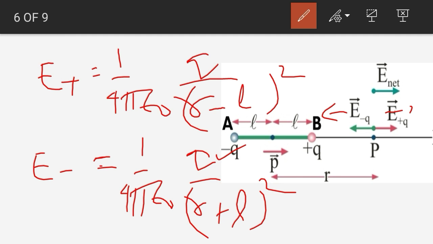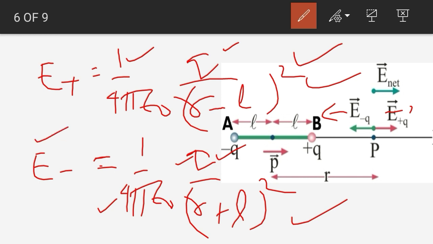Look at these terms: 1 by 4 pi epsilon 0 is equal, q is equal, and the only term that differs is (r minus l) whole square and (r plus l) whole square in the denominator. Obviously r minus l is lesser compared to r plus l. That's why E plus is greater in magnitude, since it is in the denominator. E plus is greater in magnitude than E minus, right?